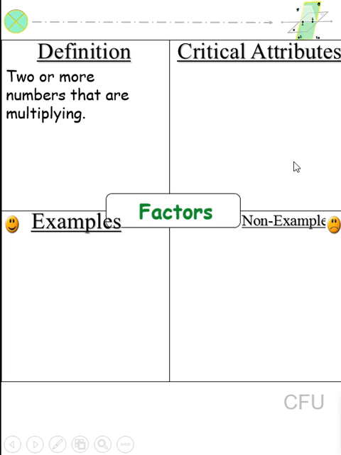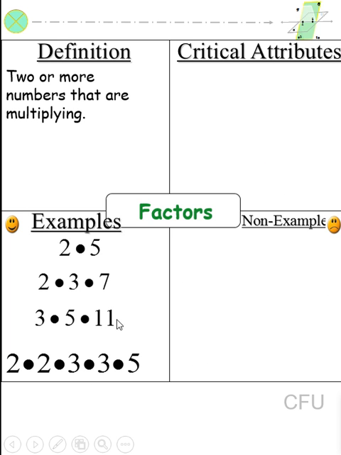Let me show you examples. 2 times 5. 2 and 5 are factors. 2 times 3 times 7. 2, 3, and 7 are factors. 3 times 5 times 11. 3, 5, and 11 are factors. 2 times 2 times 3 times 3 times 5. 2, 2, 3, 3, and 5 are factors. Why are those factors? Let's see, the definition says two or more numbers that are multiplying.